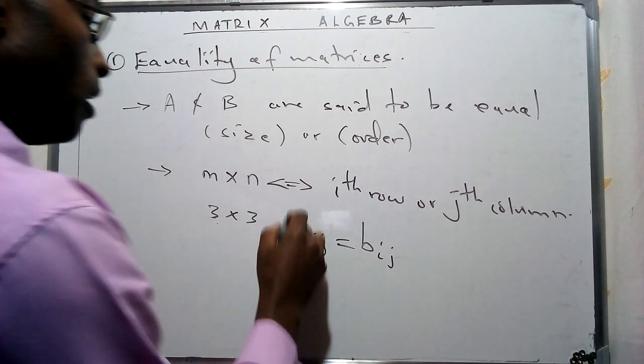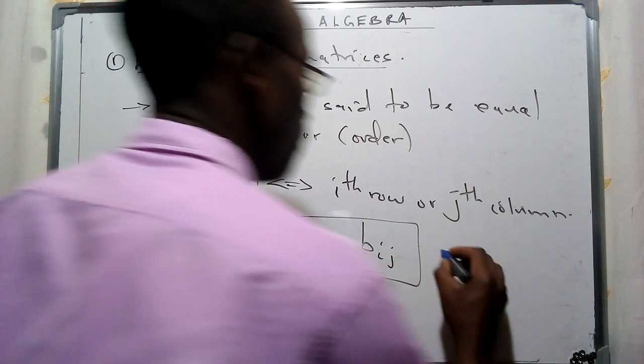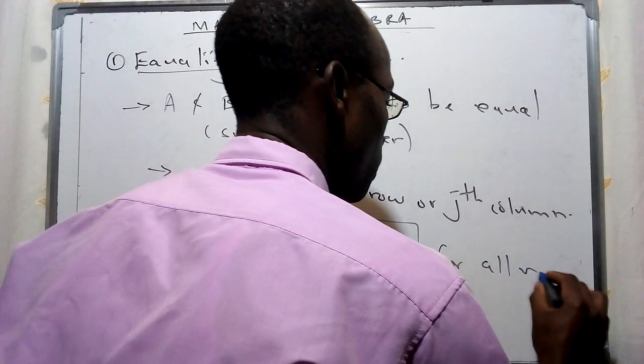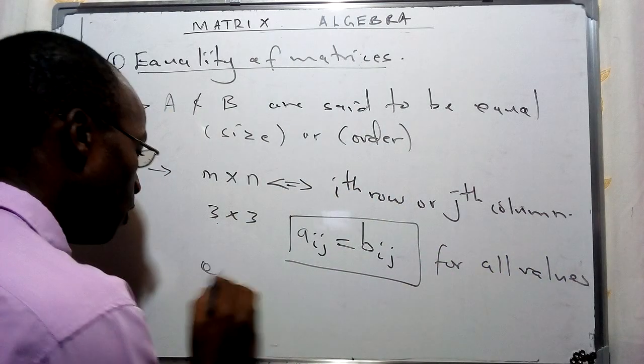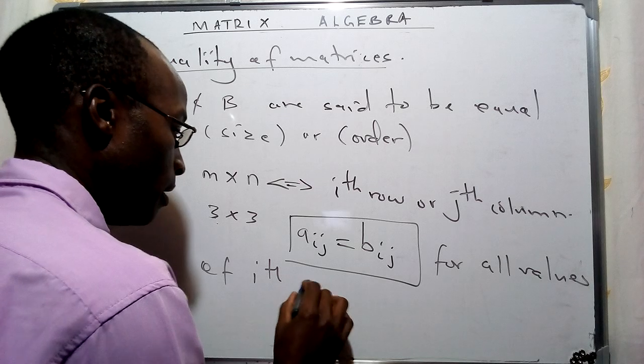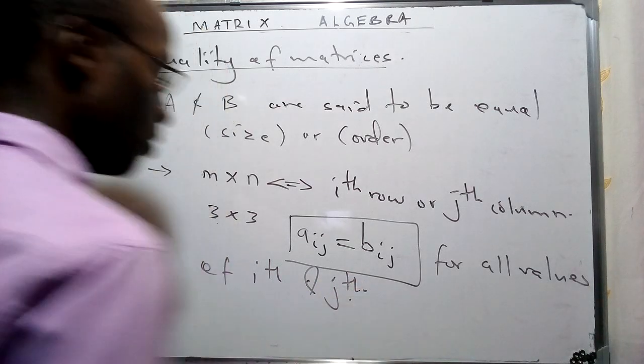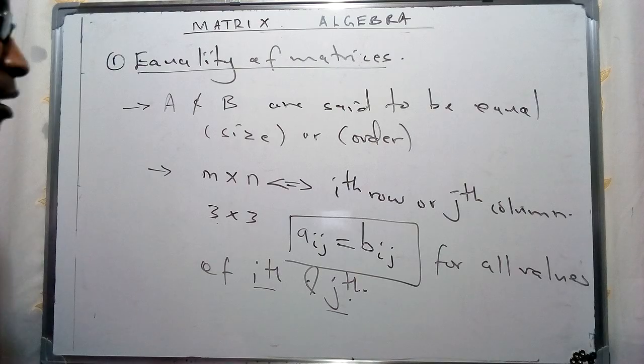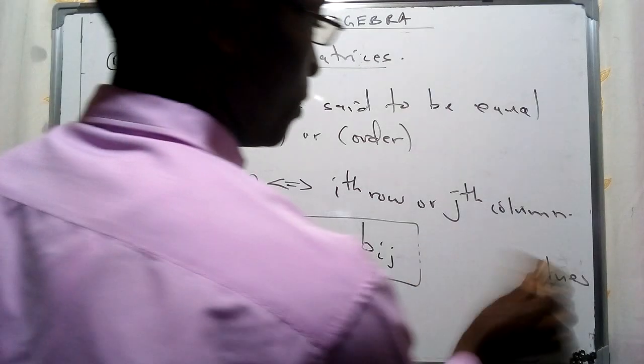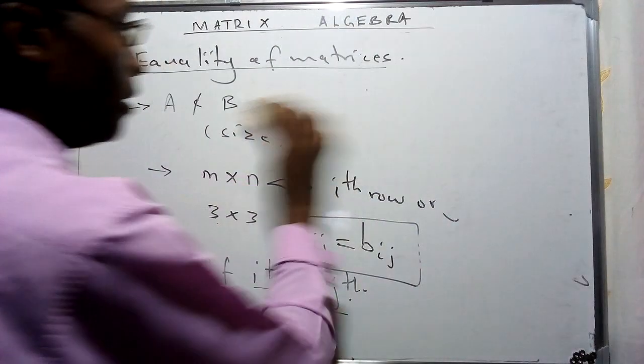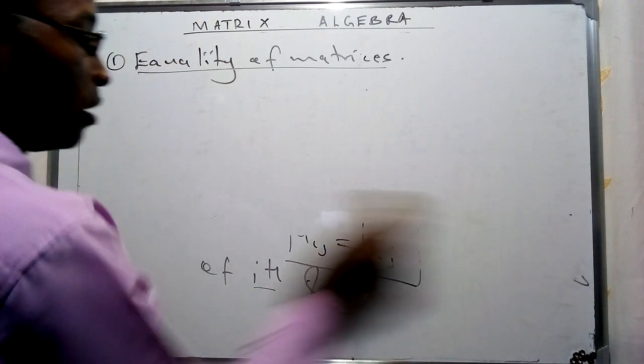And this is applicable for all values of i and j which obey this concept, and therefore it implies that we are going to have these matrices being equal. So in a sense, we treat equal matrices by considering their corresponding entries, which are considered to be equal.